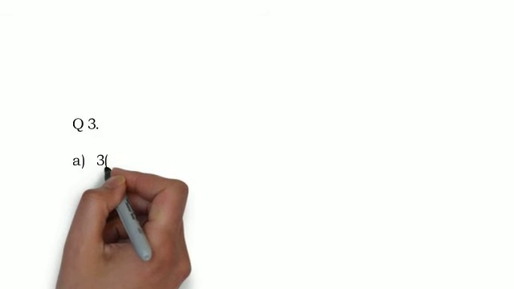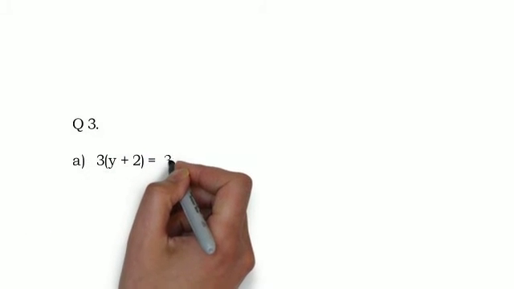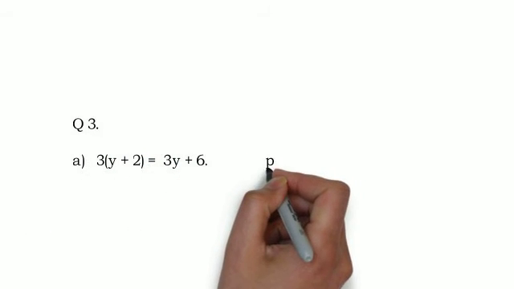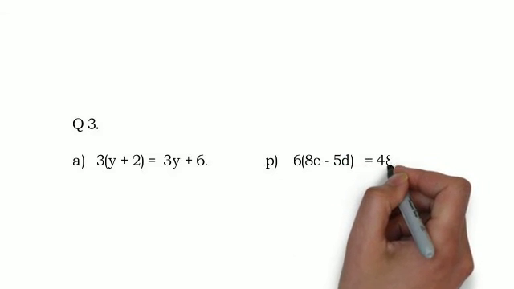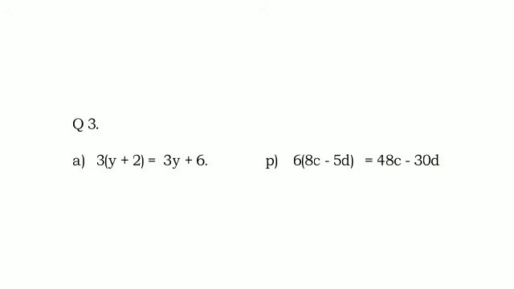Question 3, simple expanding question. 3 bracket y plus 2 becomes 3y plus 6. And in part P, 6 bracket 8c minus 5d becomes 48c minus 30d. And you can see why that happens, because you've multiplied all terms by what's outside the bracket.